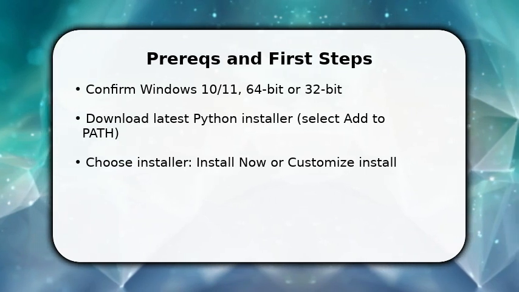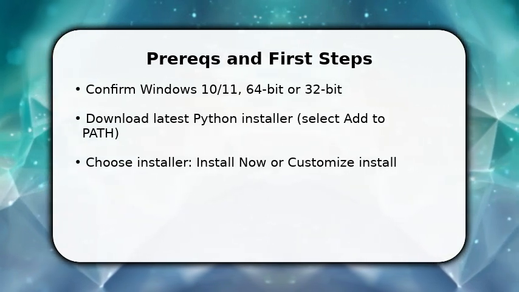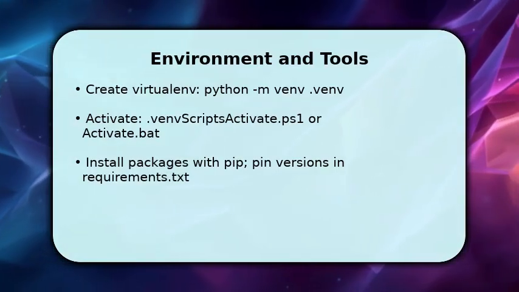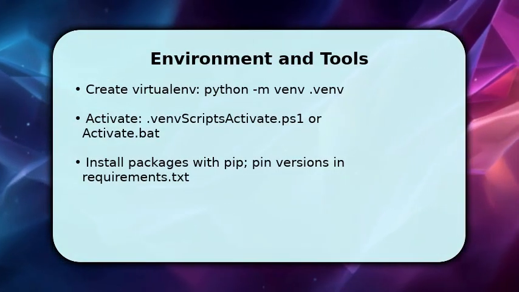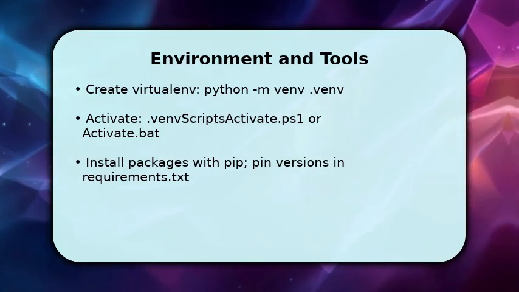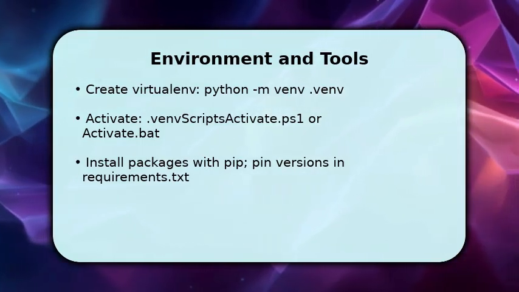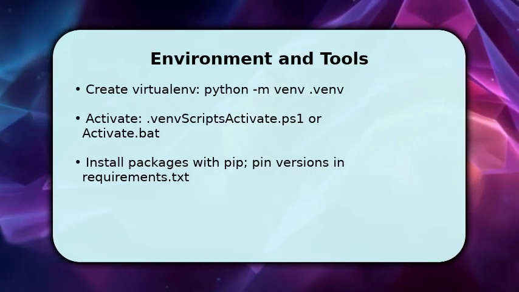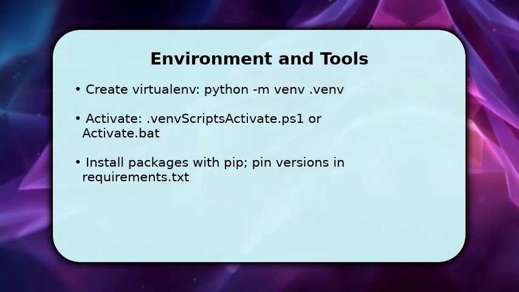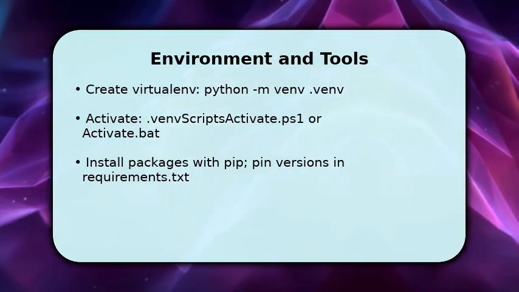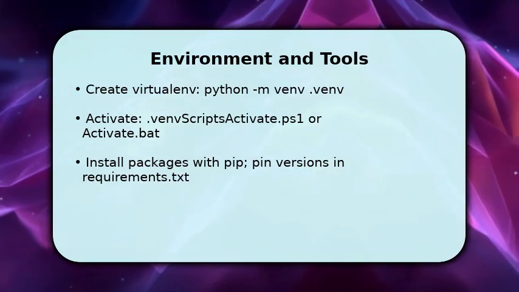Now you build an isolated environment so projects don't conflict. Create a virtualenv with python -m venv. Then activate it, use activate.ps1 in PowerShell or activate.bat in command prompt. Once active, upgrade pip and install packages with pip install package name. Make sure to pip freeze > requirements.txt to capture versions. For editors, use VS Code and set the workspace interpreter to venv.